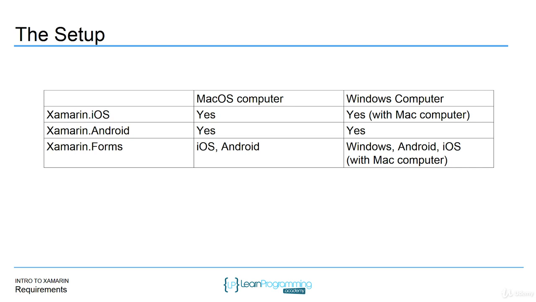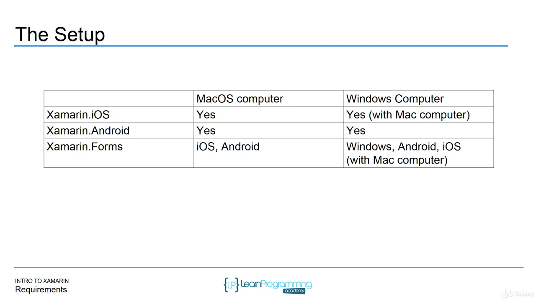So if you have only a Windows computer, you won't be able to target Xamarin iOS in the best way possible, but don't worry, we're going to talk about some other options that you will have, and we will present to you some alternatives so you can actually build iOS applications from Windows. In the case of Xamarin Android, whether you have Mac or you have Windows, it's just going to be seamless. You can start building Xamarin Android applications.